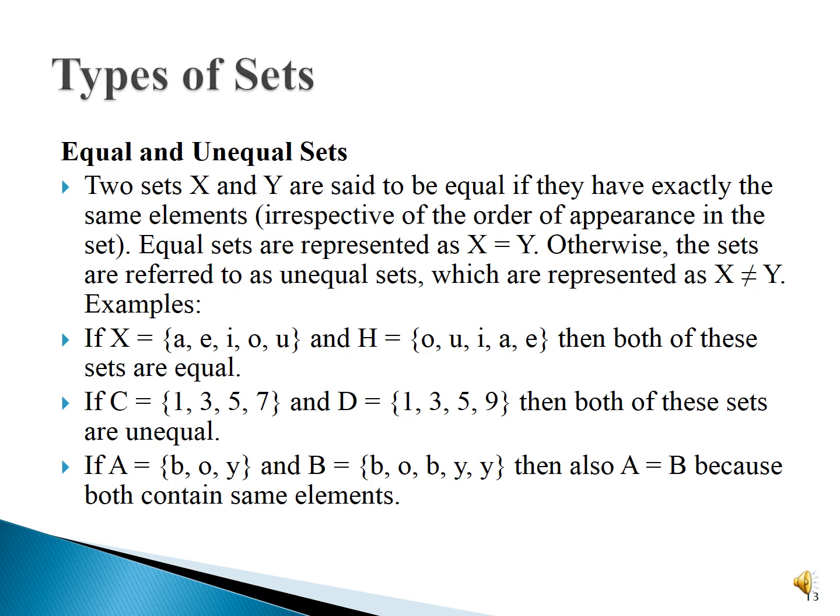In the next example, if set A contains the elements B, O, Y and B contains the elements B, O, B, Y, Y, then also A will be equal to B because both contain the same elements irrespective of the repetition of the elements B and Y. The sets A and B will be called equal sets.